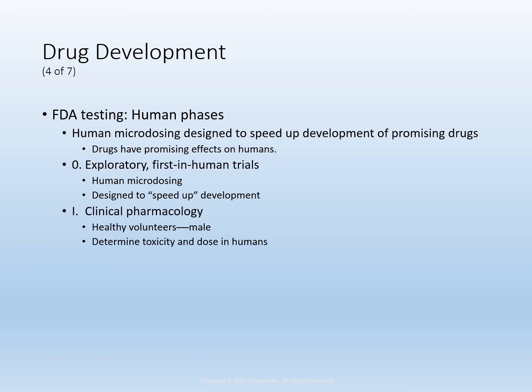So once the medication is proven safe in animals, it's going to move on to human testing. You can see the phases of the testing, including the most recent designation, which is phase 0. This is microdosing, very, very small doses given to humans, and it's designed to speed up development of drugs. After that, phase 1, this is where they're going to seek healthy male volunteers, and this will again help to determine toxicity and the dose in humans versus animals this time.